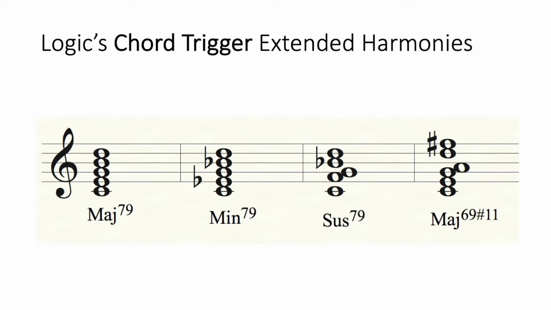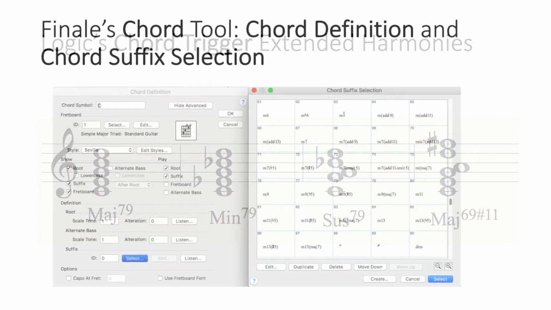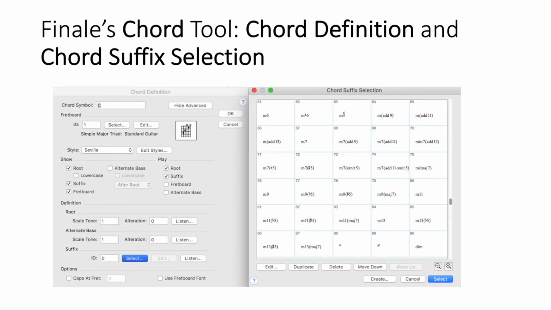This last chord is also a C major chord plus a D major chord. Finale's chord tool allows us to explore many extended chords. If we first get to the chord definition window and then click on the select button of the chord suffix selection, we can see that there are over 90 different extended chords.